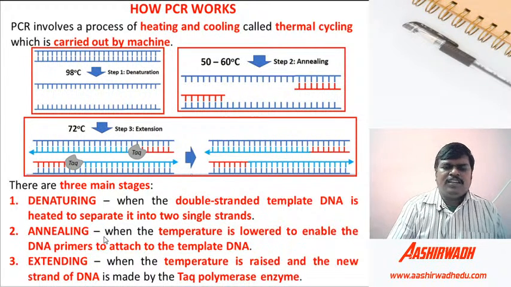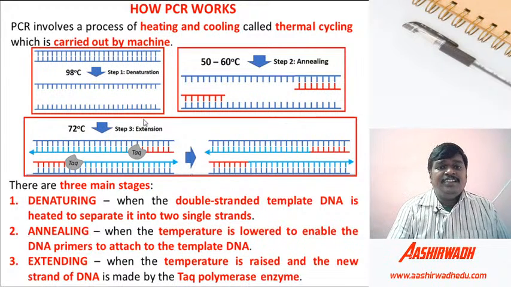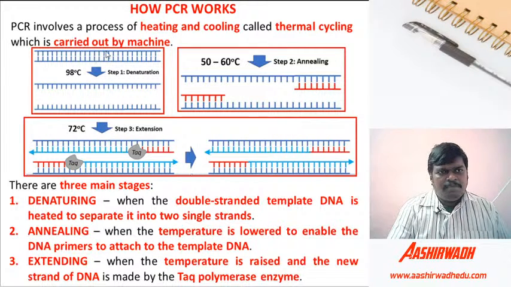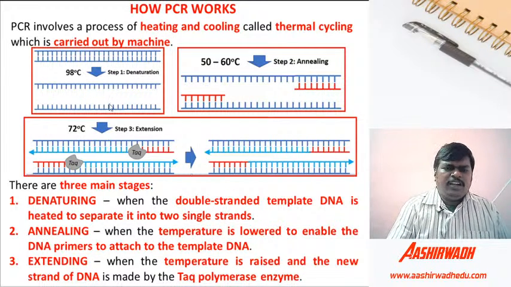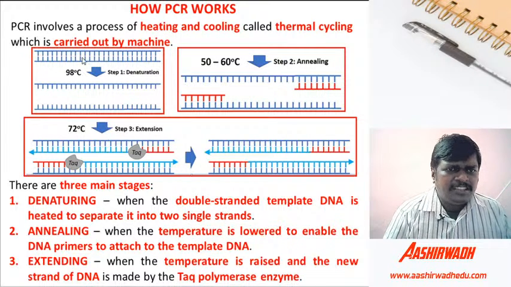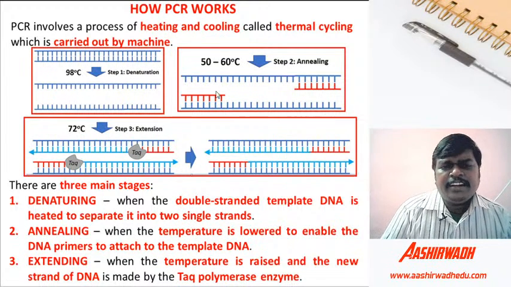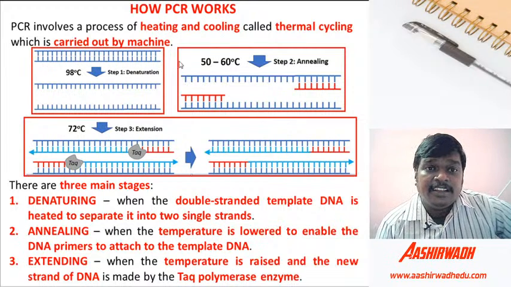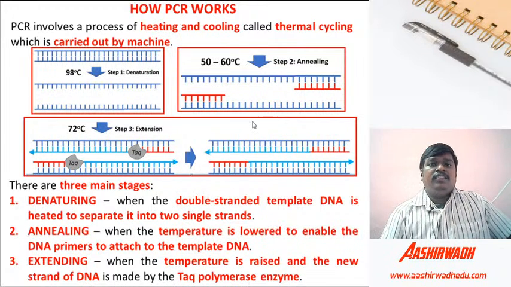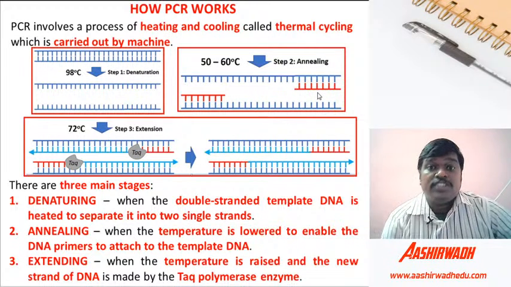In the denaturation process, the double-stranded DNA is separated into 2 single-stranded structures. That process is called denaturation. In this process the temperature is 98 degrees Celsius, and then the temperature is lowered. That process is called annealing. The lowered temperature enables the RNA primer to attach to the 2 separated strands.